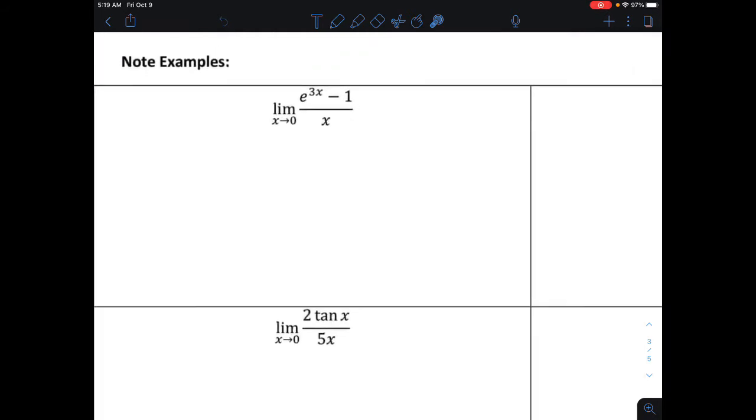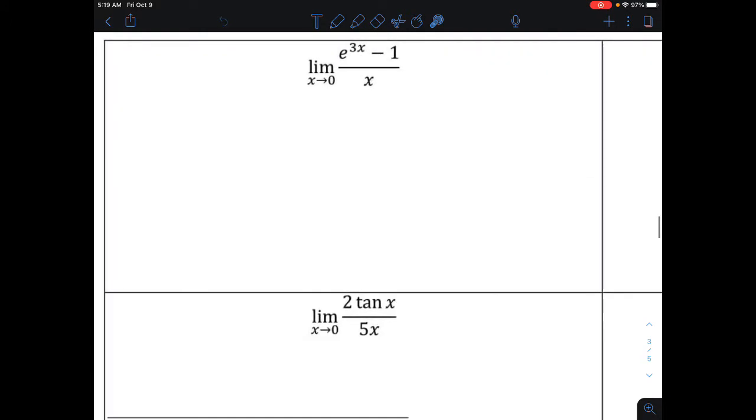And so let's look here at this first example. I want to find the limit as x approaches 0 of e to the 3x minus 1 over x. Well, I do a real quick substitution. And so I look and say, all right, what do I get when I put in 0 for x? In the numerator I get 0, and I get 0 in the denominator. We have the 0/0 form.